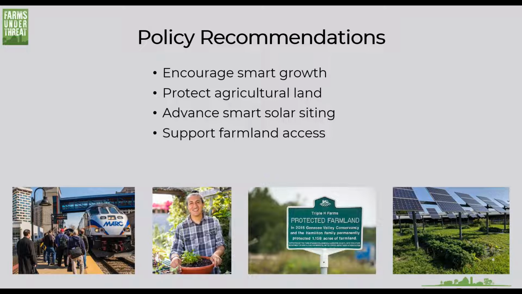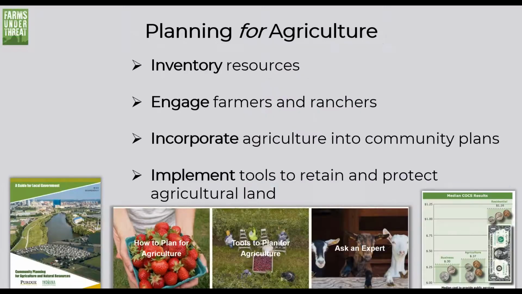And lastly, supporting farmland access. State and local governments can develop their own or help to fund farm link programs led by nonprofits or extension services. These are programs that work with both farmers and landowners who are looking for a successor or perhaps someone to lease their land, and with farm seekers who are looking for land to lease or buy to farm. This technical assistance can be really valuable in helping to keep farmland in farming. So now Billy's going to talk a little bit more about planning for agriculture and smart growth strategies.